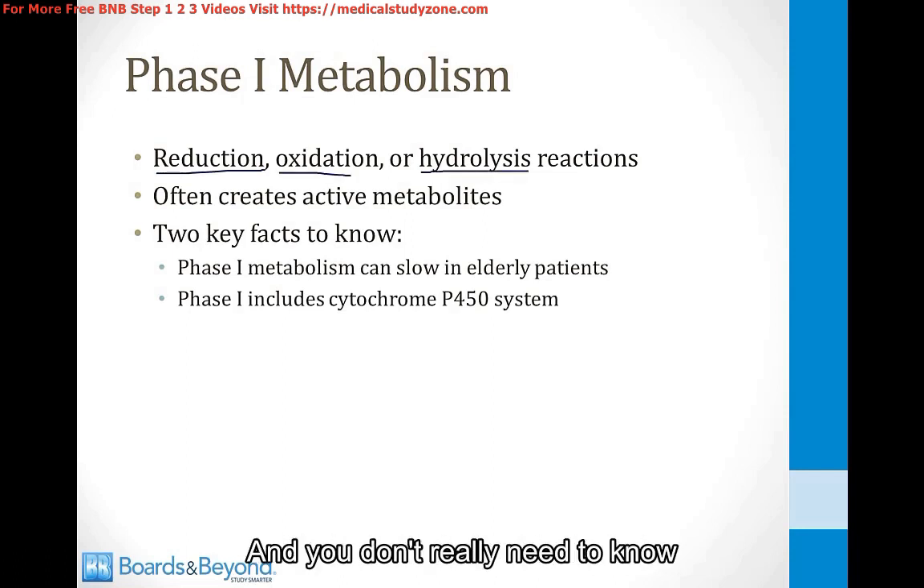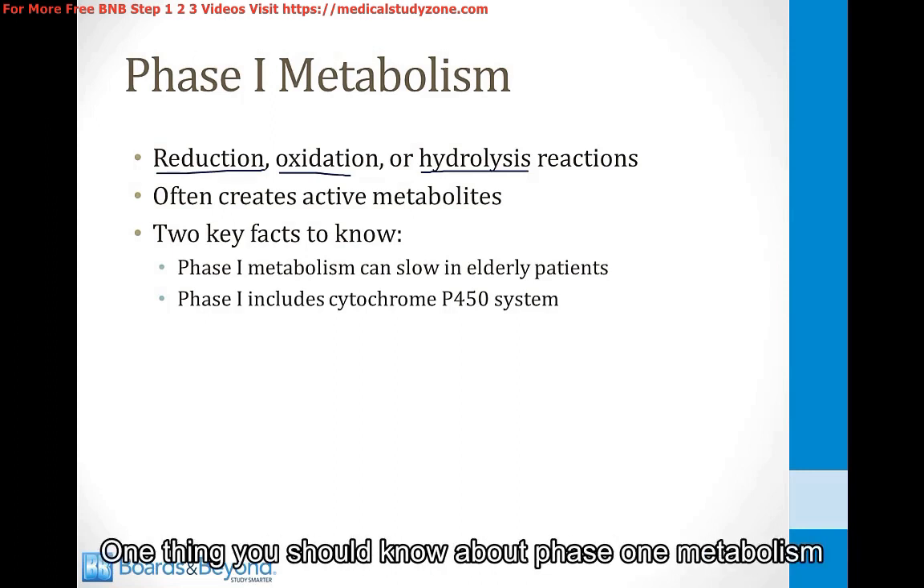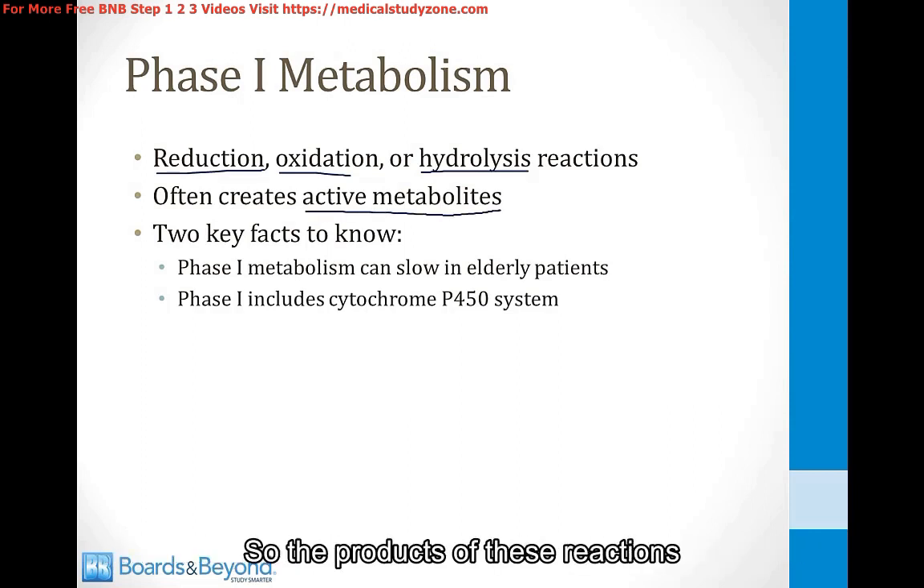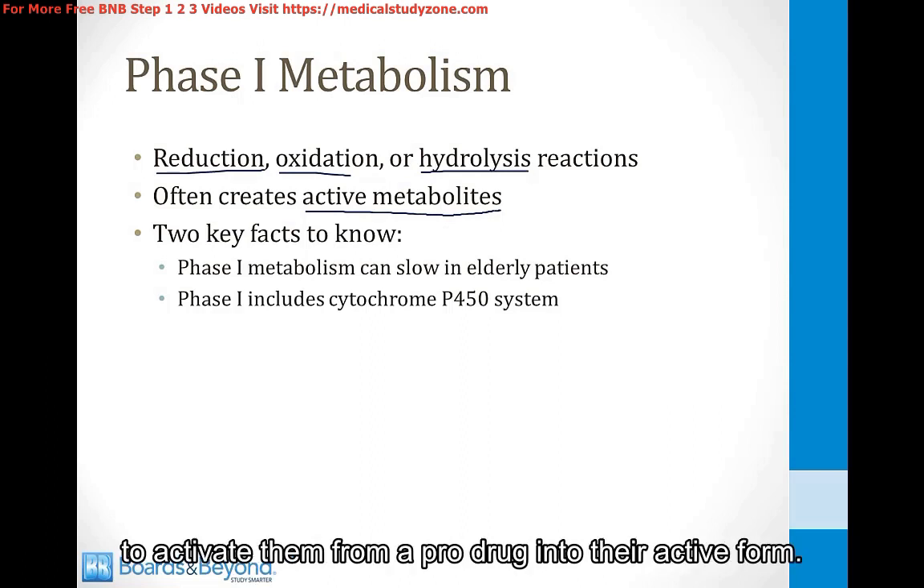And you don't really need to know the organic chemistry of all this. You just need to know the names of the types of reaction. One thing you should know about phase 1 metabolism is that it often creates active metabolites. So the products of these reactions are usually not ready for excretion, and they're usually still active. In fact, some drugs require a phase 1 reaction to activate them from a prodrug into their active form.